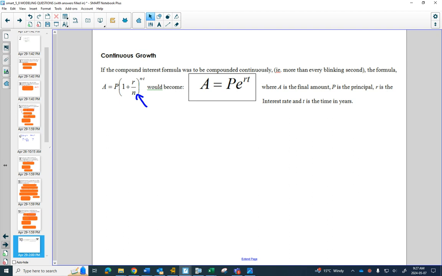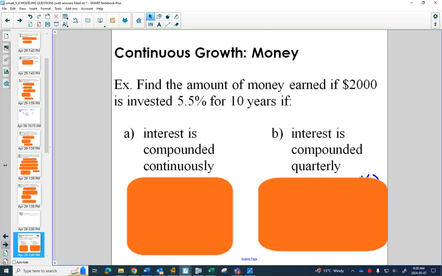When things happen that quickly, we tend to say that growth is continuous. And then this formula comes up. And this formula used to be on the formula sheet, and you would have to recognize that any question that had the word continuous growth in it, you would have to use this formula. They took it off the formula sheet, so now it's easier for you because anytime that you need this formula, they'll give it to you and let you use it.